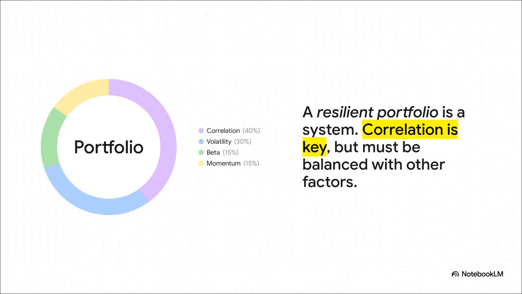So the big takeaway here is to think of your portfolio as a system. Understanding correlation is a huge piece of the puzzle. You can see that right here. But to make that system truly strong and resilient, you have to balance it with these other factors: the volatility of each stock, its market sensitivity or beta, and its current momentum. They all have to work together.